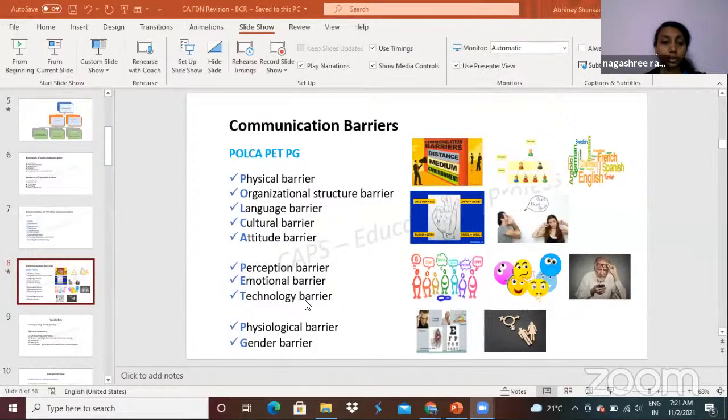T is a technology barrier. Now, technology barrier is mostly with respect to how to use the technology. If you're not aware, if you're not technology friendly, that is when that acts as a barrier.